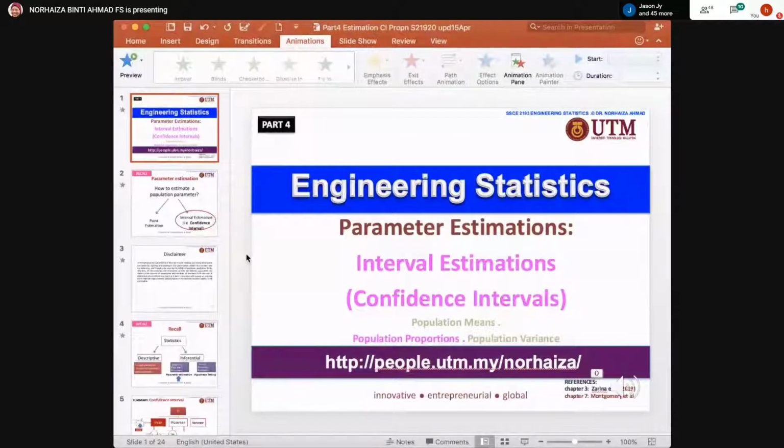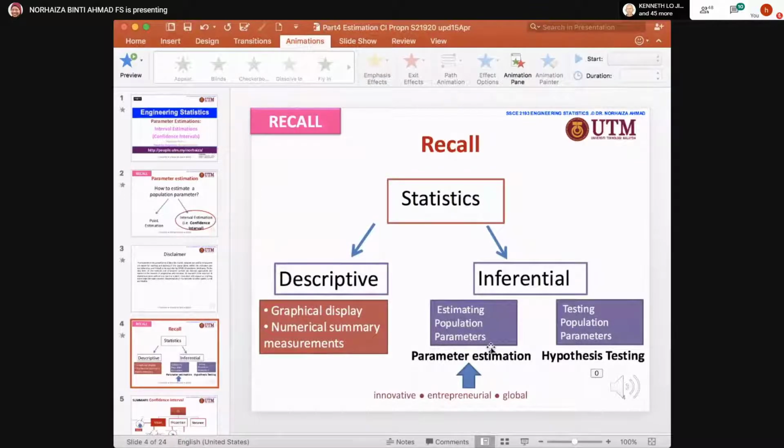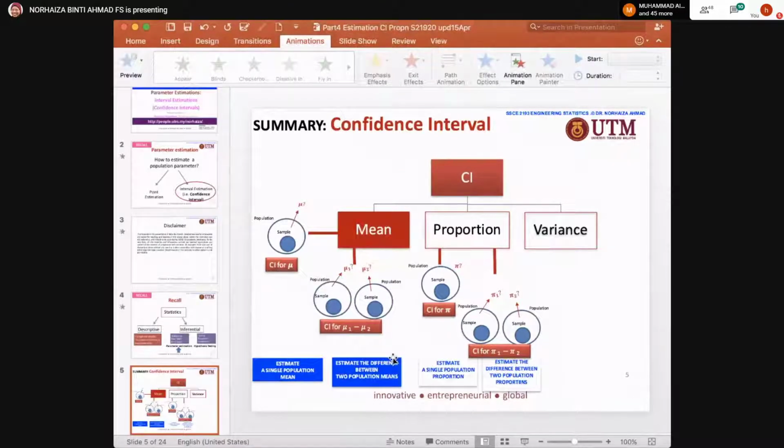So today we're going to do parameter estimation. Still on the method of estimating population parameters using a confidence interval, or interval estimation. In the earlier classes, we did confidence intervals for the parameter mean, specifically for a single population mean: how to obtain an interval estimate for mu. And in yesterday's class, we looked at how to find an estimate for the difference when you have two different populations. So that is for the parameter mean.